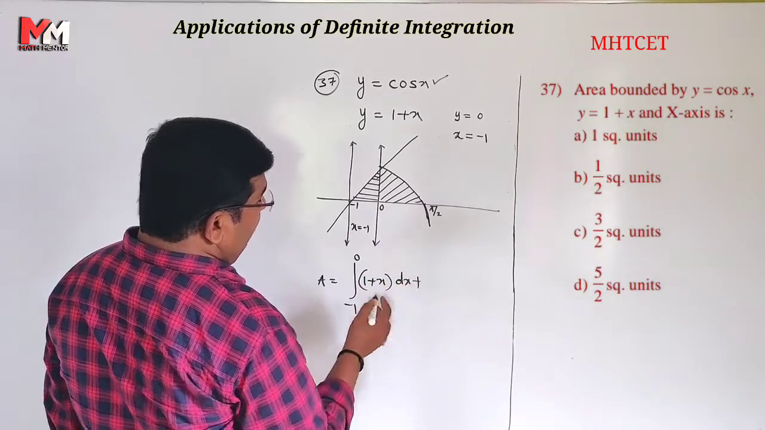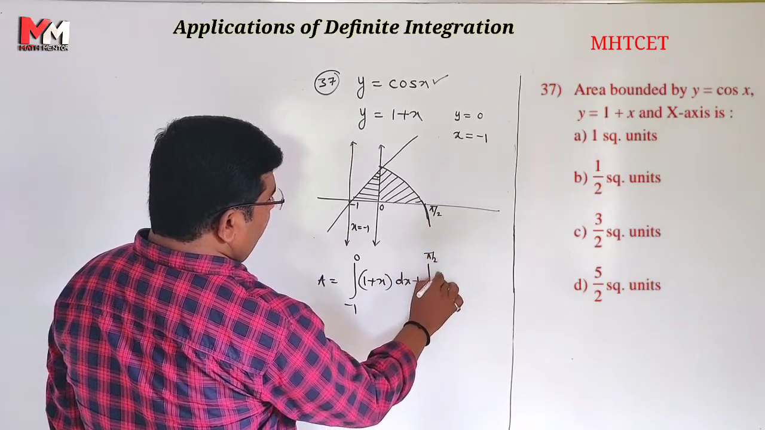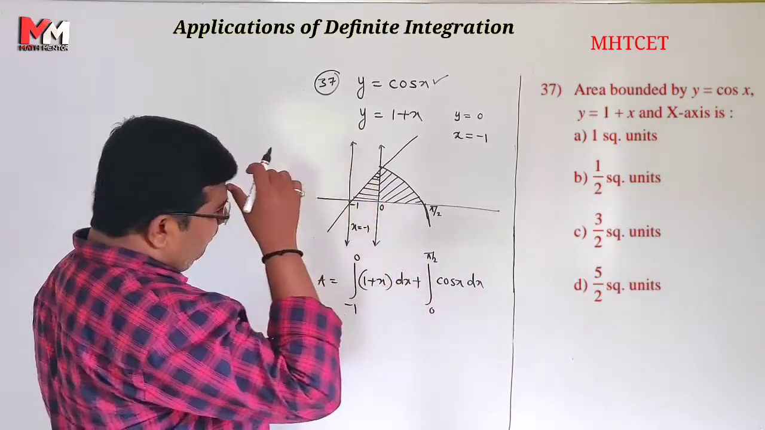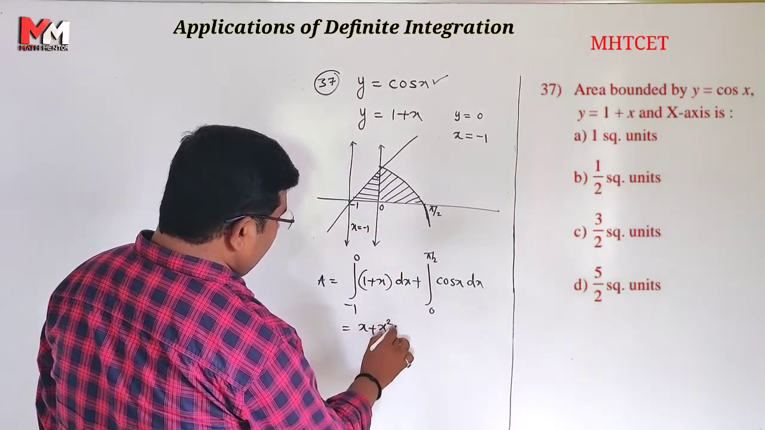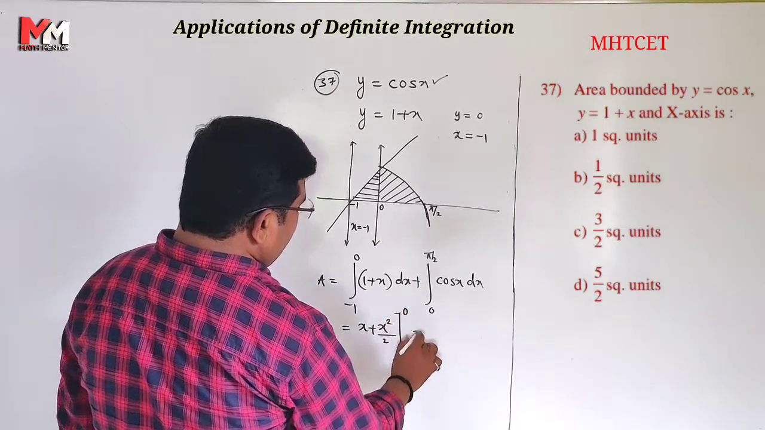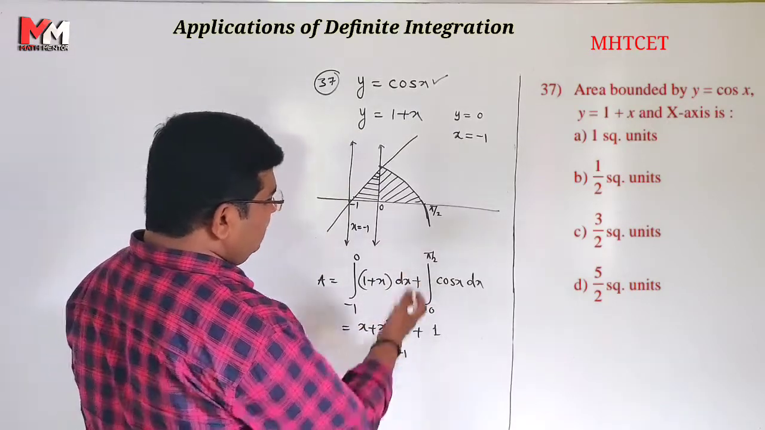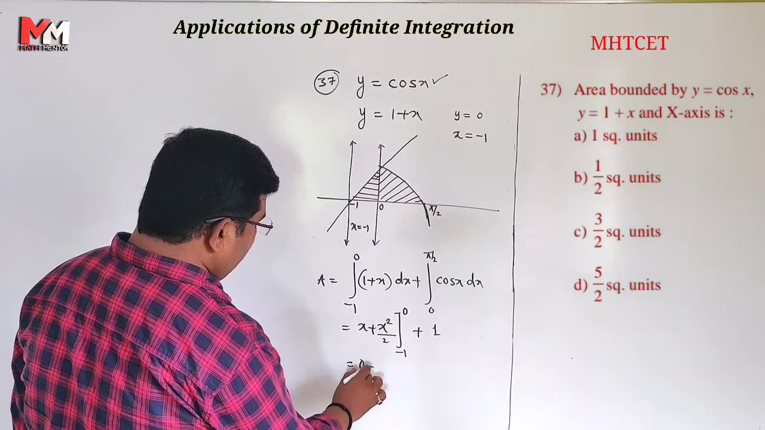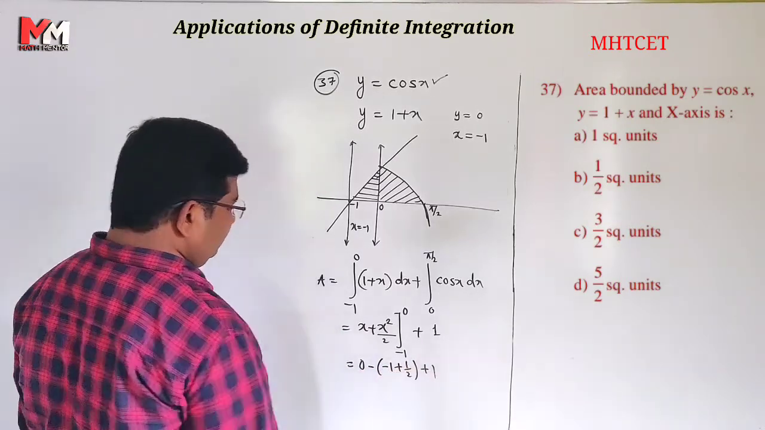dx plus, here we have to add 0 to pi by 2. So we know that the area of cos x from 0 to pi by 2 is how much? It is 1. Integration of 1 plus x is x square by 2 from minus 1 to 0. The area of cos x we know is 1. Integration of cos x is sin x, sin pi by 2 is 1. 0 plus 0 by 2, 0 minus 1 plus 1 by 2 plus 1.